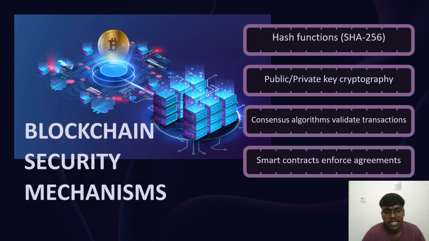Smart contracts are self-executing agreements. For example, imagine travel insurance. If your flight is delayed by more than 2 hours, the smart contract automatically sends compensation to your account. No middleman, no disputes. Together, these four mechanisms make blockchain one of the most secure digital infrastructures available today.